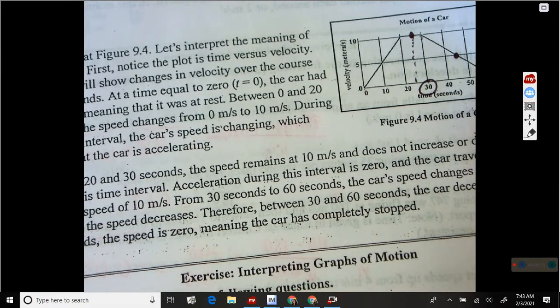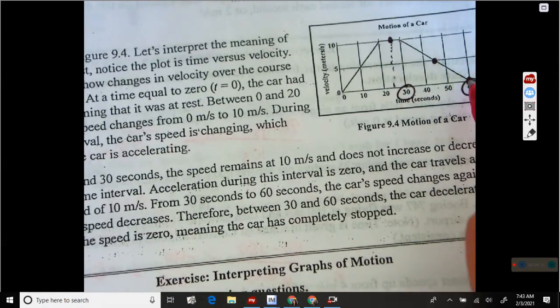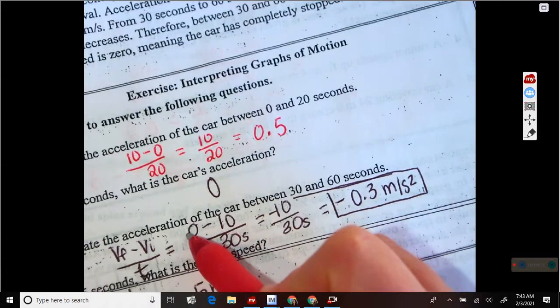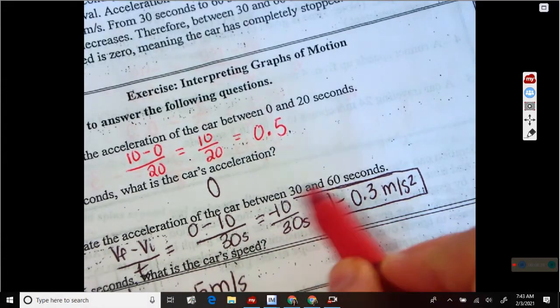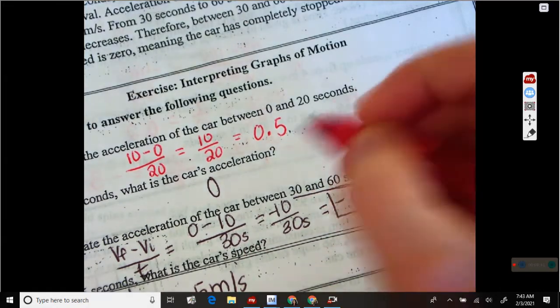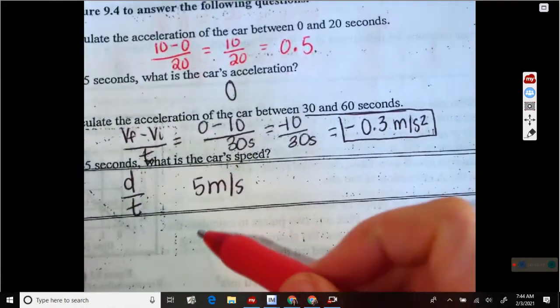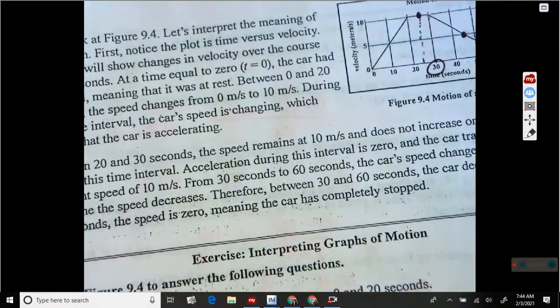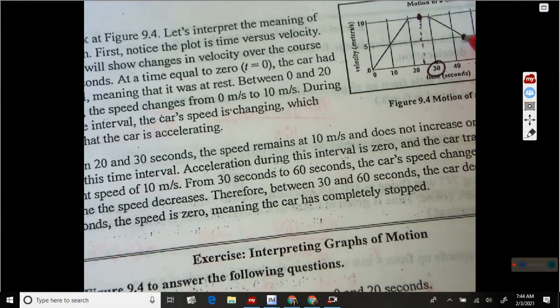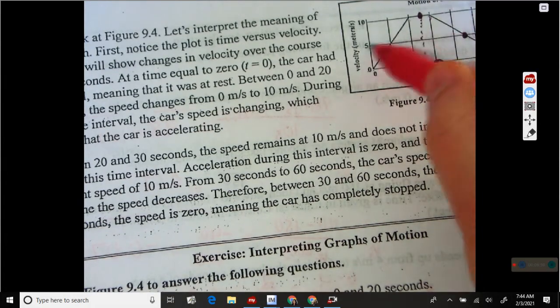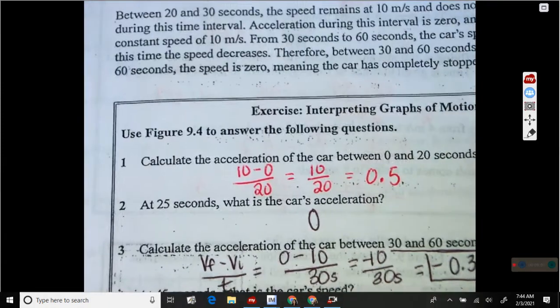So our final velocity at 60 is going to be 0. Our initial is going to be 10. So our final minus our initial over the time it took, between 30 and 60 seconds, is 30 seconds. Negative 10 over 30 is negative 0.3. It says at 45 seconds, what is the car's speed? Remember, speed is distance over time. 45 seconds right here. Velocity and speed are the same thing here, so I can just use 5 meters per second.